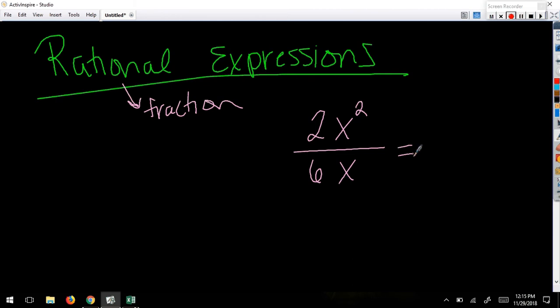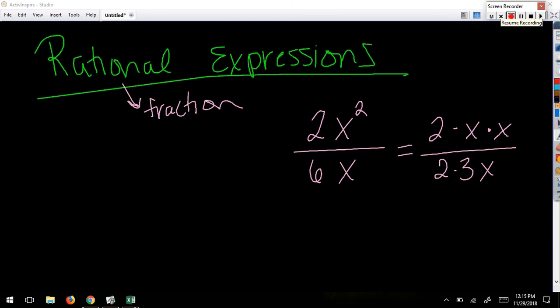If I write this in factored form, 2 times x over, what's the factored form of 6? 2 times 3. Meaning like prime factorization, factor it down as much as you can. Yes, that's a times in between.